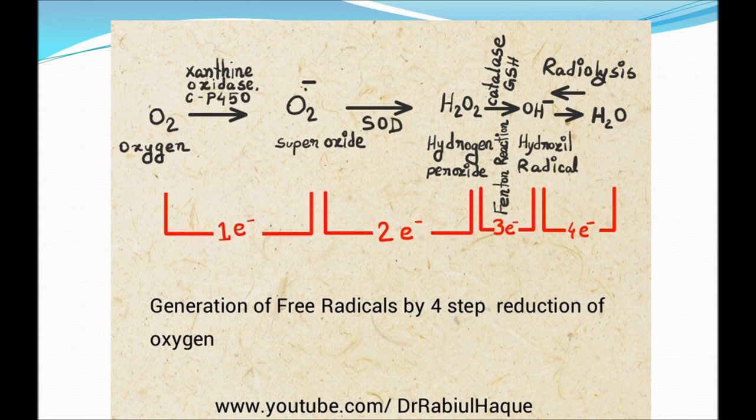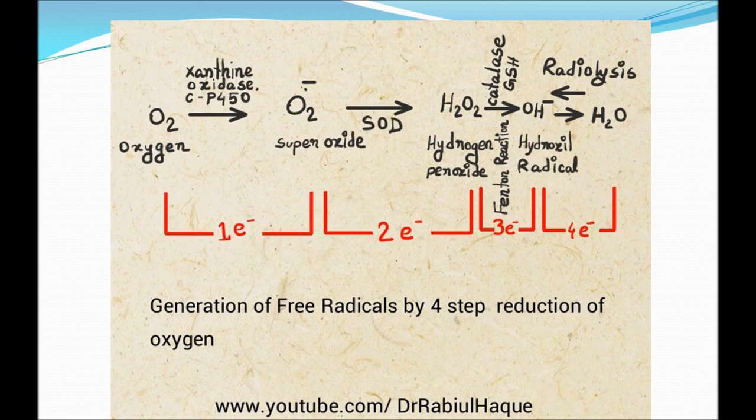So on the far left you can see the oxygen molecule. From oxygen, first we will have generation of superoxide, and this can happen by auto-oxidation. Auto-oxidation is seen in the electron transport reaction that occurs inside the mitochondria, and superoxide can also be produced by enzymatic reactions that include enzymes like xanthine oxidase and cytochrome P450 that are located in the mitochondria and also in the cytosol.